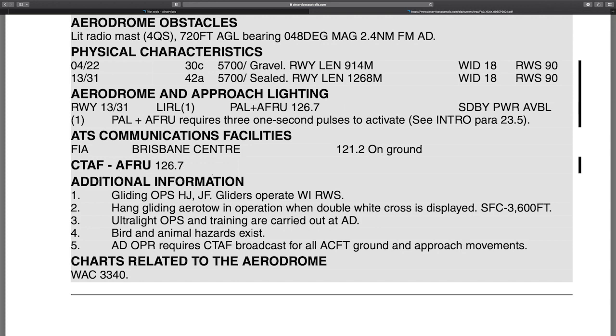Additional information below that, obviously things we need to be aware of. Looks like there's gliding activities that take place during the day. We have hang gliding aero tows in operation when a double white cross is displayed, surface to 3,600 feet. Ultralight aircraft operations and training also take place at the aerodrome. Bird and animal hazards exist around the aerodrome, and the aerodrome operator requires a CTAF broadcast for all aircraft. And finally, we have our charts related to the aerodrome, which is a WAC or World Aeronautical Chart 3340.